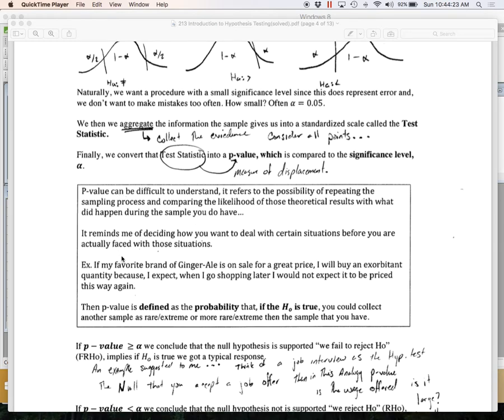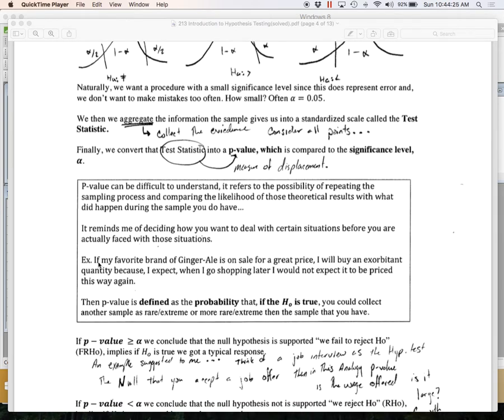Let's look at this example here. Okay, so here's an example. I've got a basic understanding of what I think ginger ale costs. So here, if my favorite brand of ginger ale is on sale for a great price, I will buy an exorbitant quantity of it because I expect when I go shopping later, it won't be that price again.